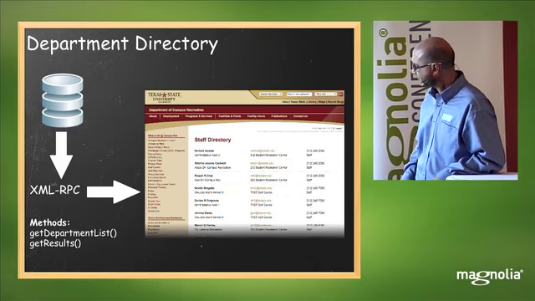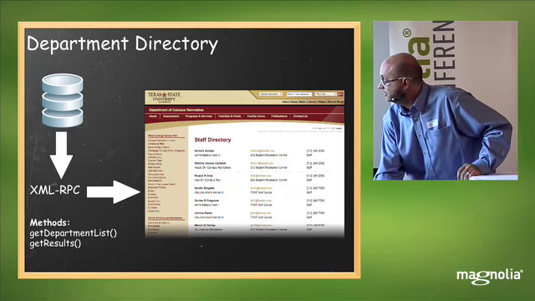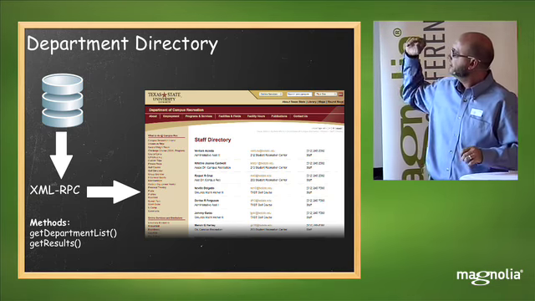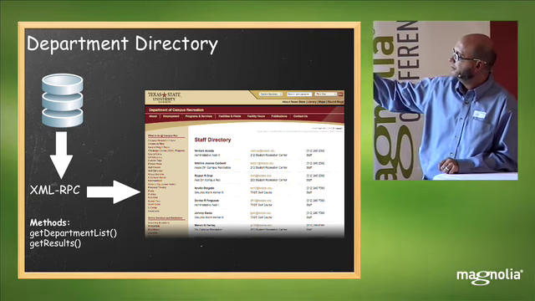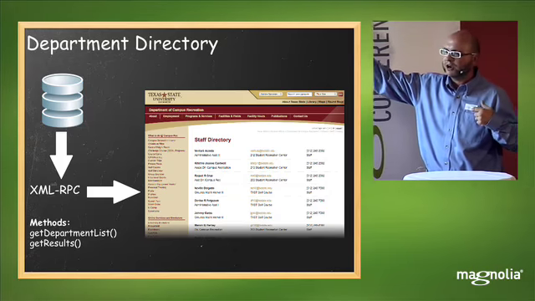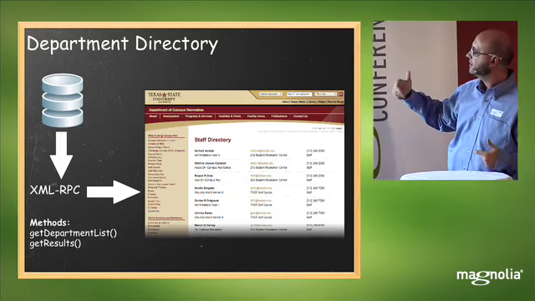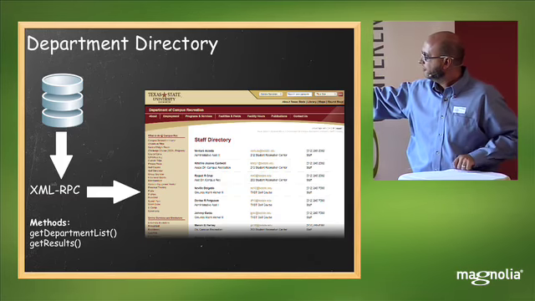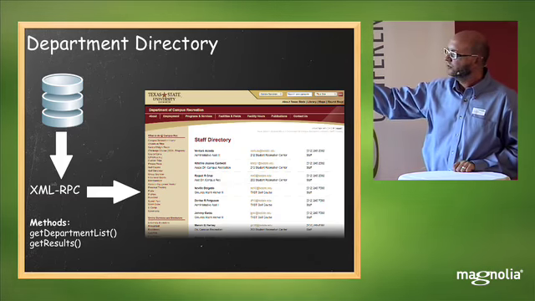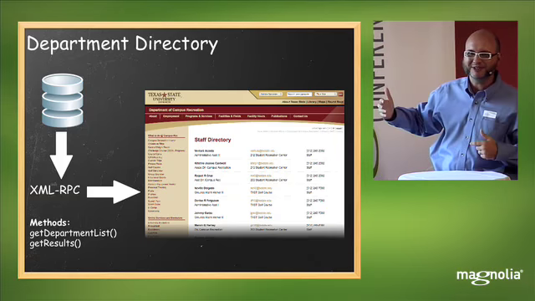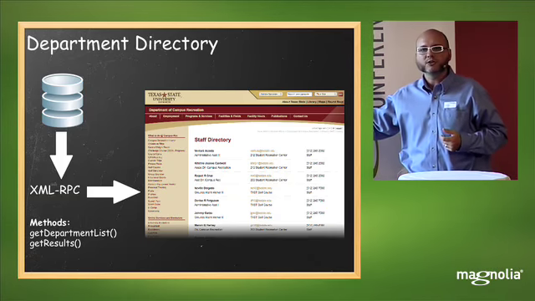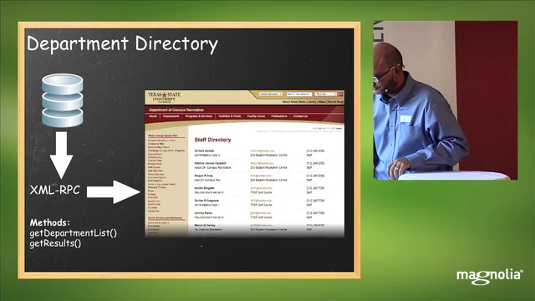The way that we've implemented this is by using an XML RPC web service to retrieve the data from our backend database in real time. So we've defined a couple of methods. One of those is get department list, which we use to actually get the list of departments, as you might expect, and then get results. We'll do a query on a particular department.